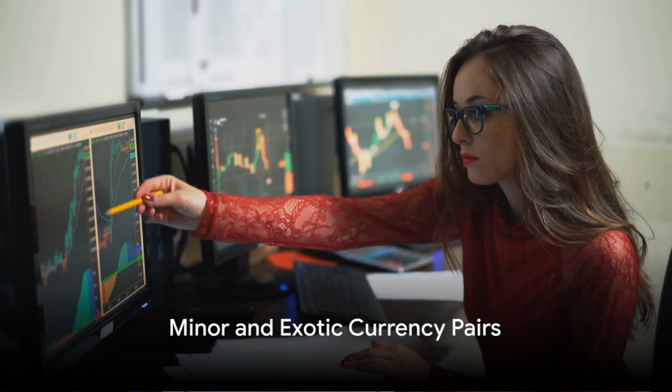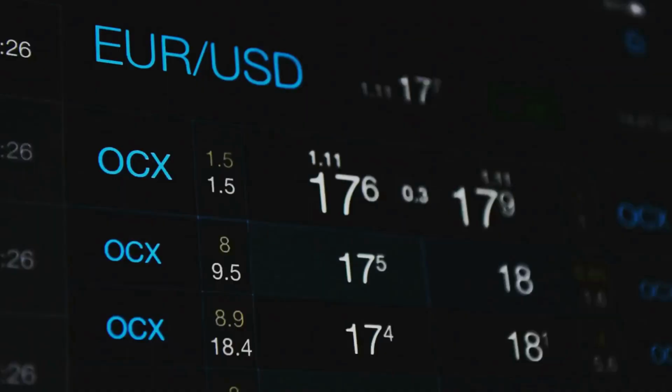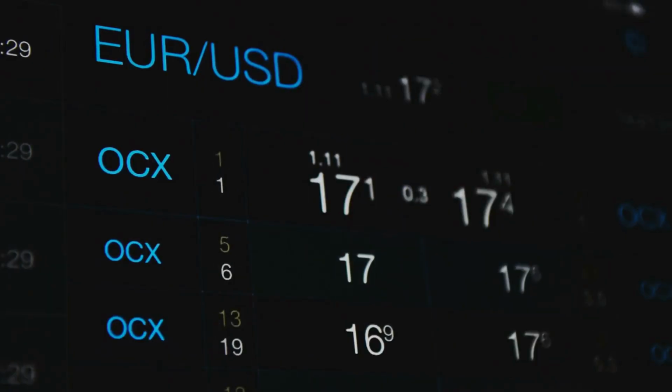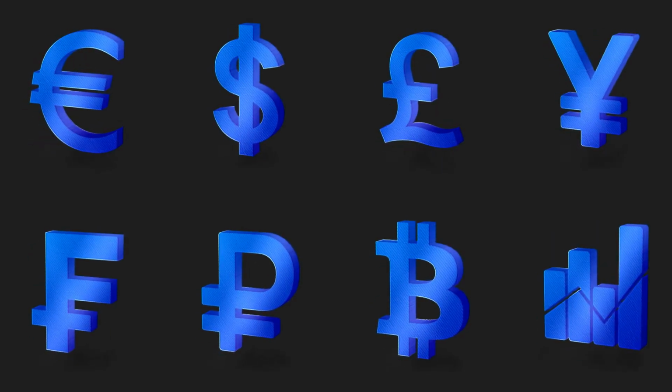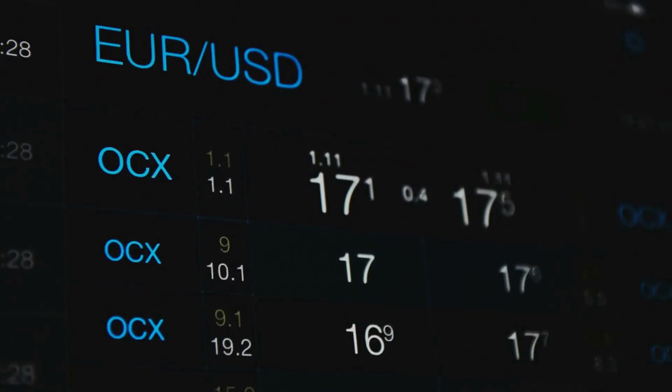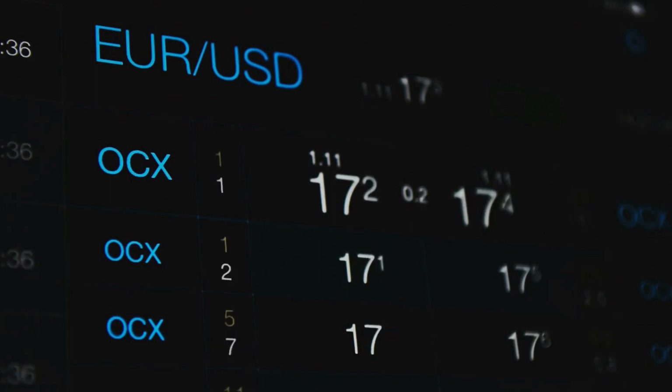Beyond the majors, we find the minor and exotic currency pairs. These pairs might not be as well known as the majors, but they offer unique opportunities for currency traders with a taste for the road less traveled. Minor currency pairs, also known as crosses, don't involve the US dollar. They are formed from the three major non-USD currencies: the euro, the Japanese yen, and the British pound. Some of the most common minor pairs include the euro against the British pound, EUR-GBP, the euro against the Japanese yen, EUR-JPY, and the British pound against the Japanese yen, GBP-JPY.